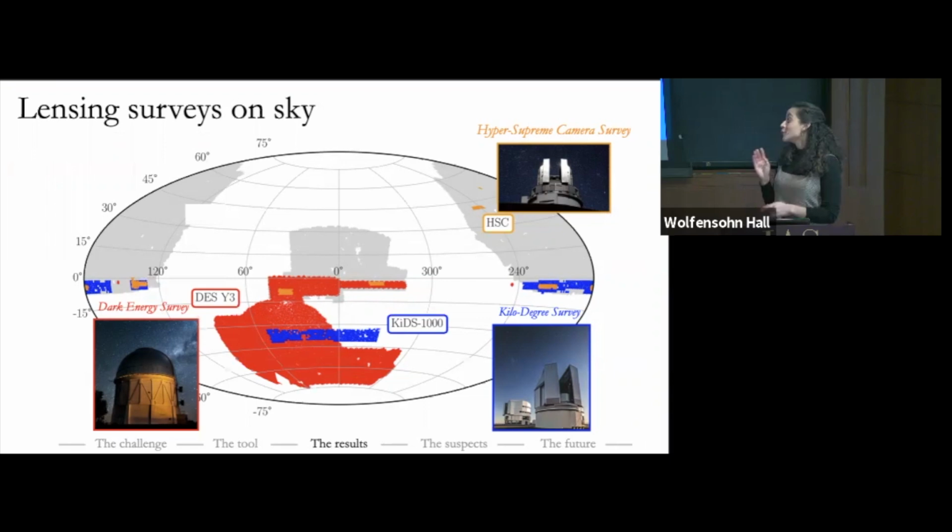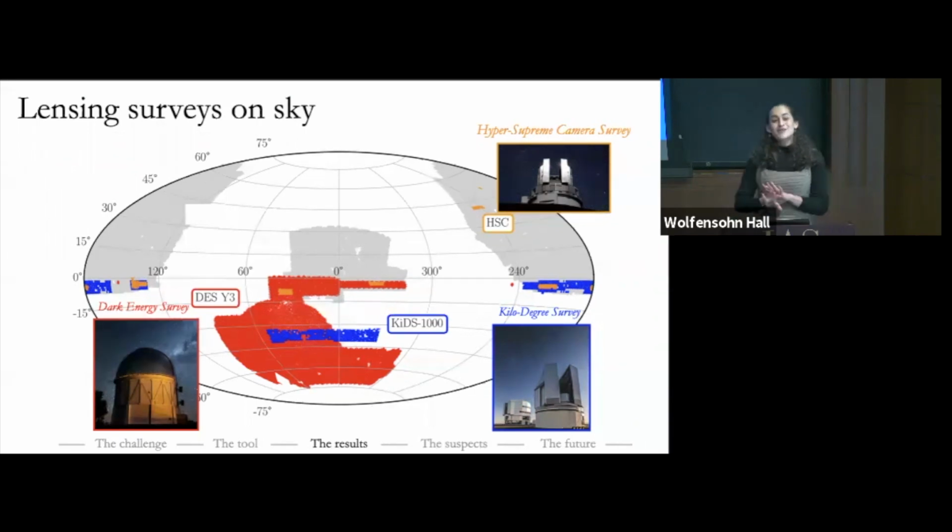Now, DES aren't the only people in the business. So there's the ESO Kilo-Degree Survey with their footprints shown here in blue. I did my PhD as a core member of this team, helping to build the data that we use in our cosmology analyses, and very close collaborators with them still. And of course, you're all familiar with HSC, with key members of their team based here. So the year 1 footprint is shown in orange.